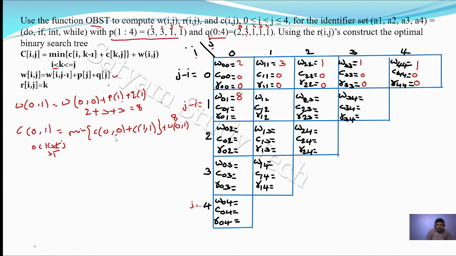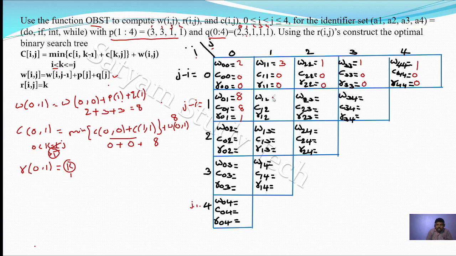Now C of 0 0 value is 0, you know C of 1 1 value is 0, plus w of 0 1 value is 8. So C of 0 1 value is 8. Like here it is w of 1 2. So R of 0 1: here you can consider only one k. R of 0 comma 1 is equal to the k value. What is the k value here? The k value is 1, so R of 0 1 is 1.